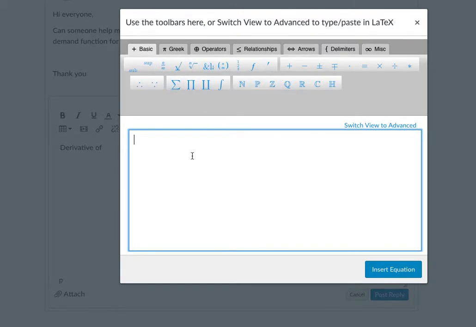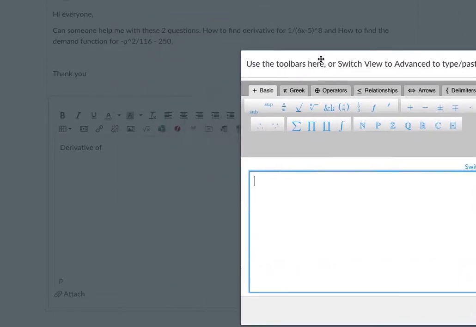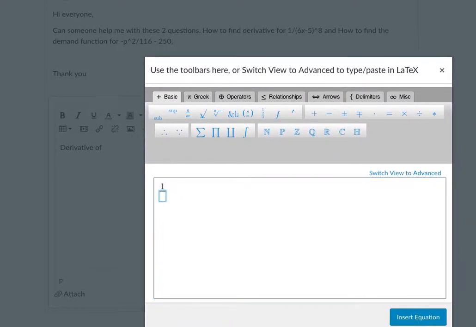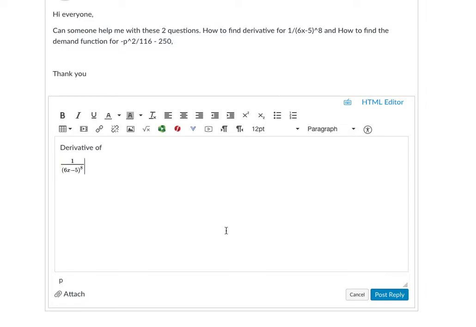I can just type here, let me see, I have to move this to the side so I can see. It's 1 over, and I just did 1 divided by, and it went to the bottom, okay? And I'm going to write the parentheses 6x minus 5, and then I do the caret button here, and I'll put a power, to the power of 8, okay? So you type insert equation, and that goes directly here. So if you want to use this tool, that would be fine, okay?